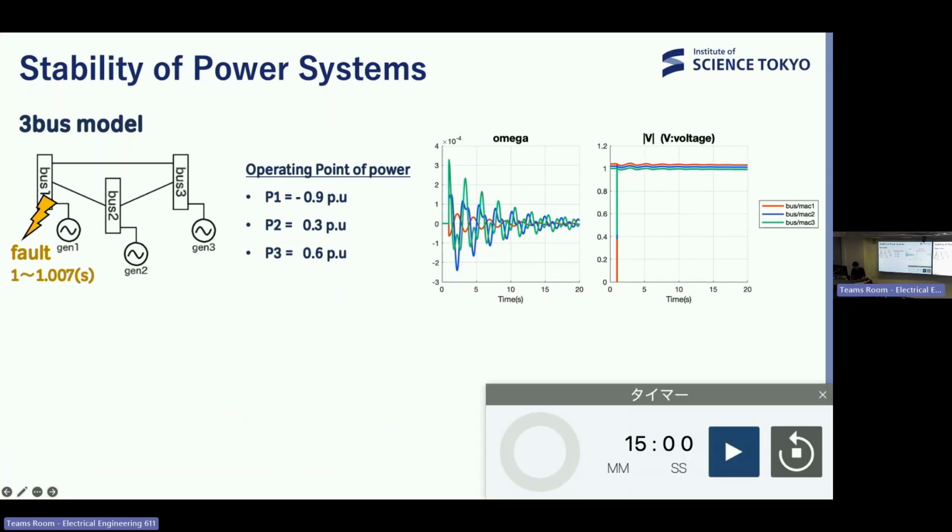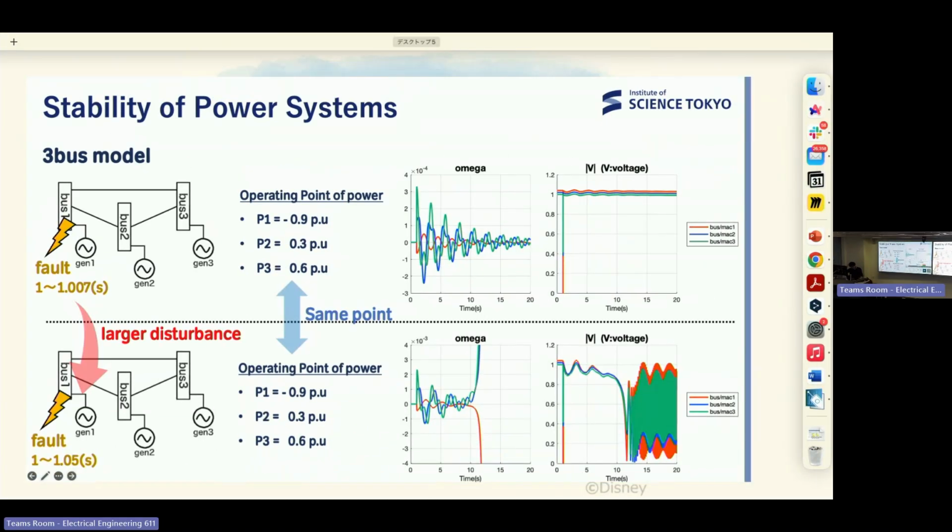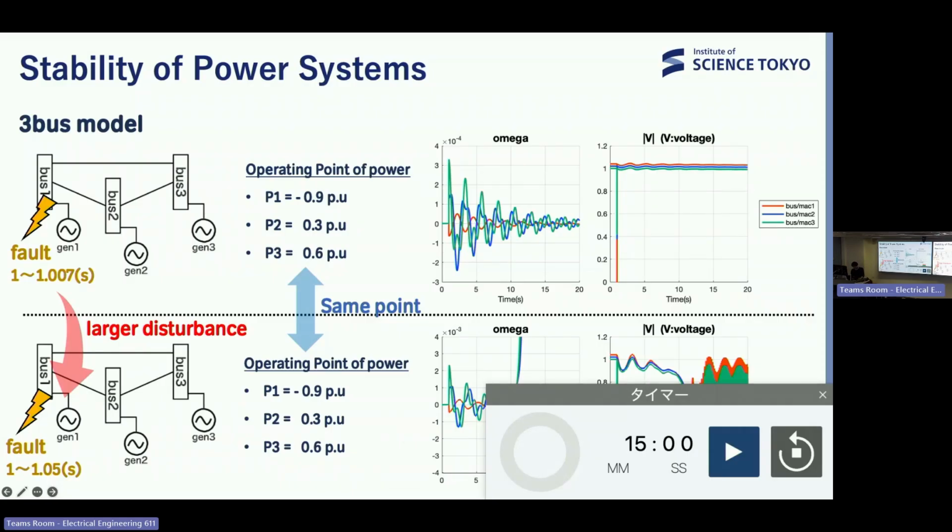To begin with, let's start with a simple example of system simulation. In this simulation, we analyze a model consisting of three generators and consider the case of a fault in this power system. The responses of frequency deviation and voltage in each generator are shown in the graph. These parameters oscillate temporarily, but gradually converge to their initial values. However, for the same model and operating point, the result seems to diverge when the disturbance due to the ground fault increases.